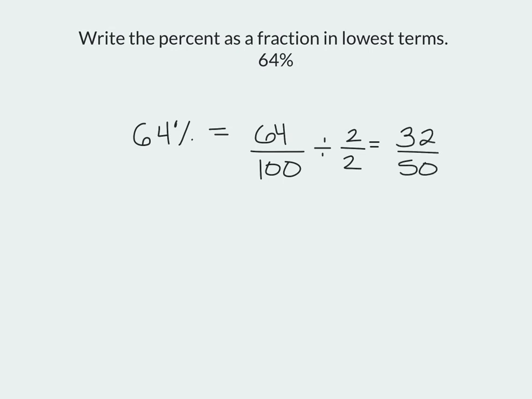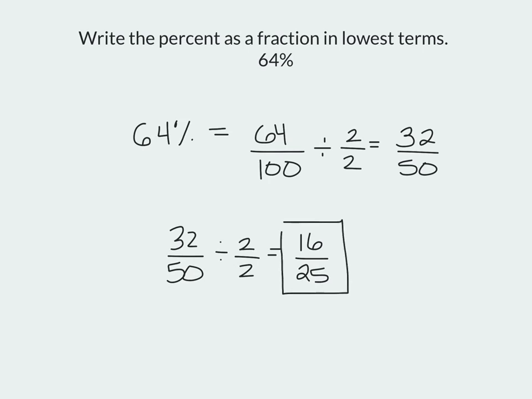Now if we look at this fraction, we can see that the top and bottom number are still even numbers. So I can reduce this further by dividing the top and bottom by 2 again. So 32 divided by 2 is 16, and 50 divided by 2 is 25. Now if I look at this fraction, 16 over 25, I can ask myself, is there a number that can be divided into 16 and 25 evenly, and there is not. So this means that 16 over 25 is my fraction in lowest terms, and this is my final answer.